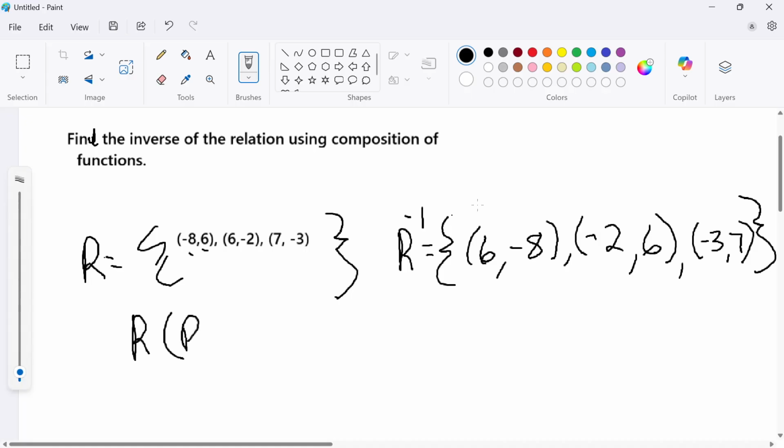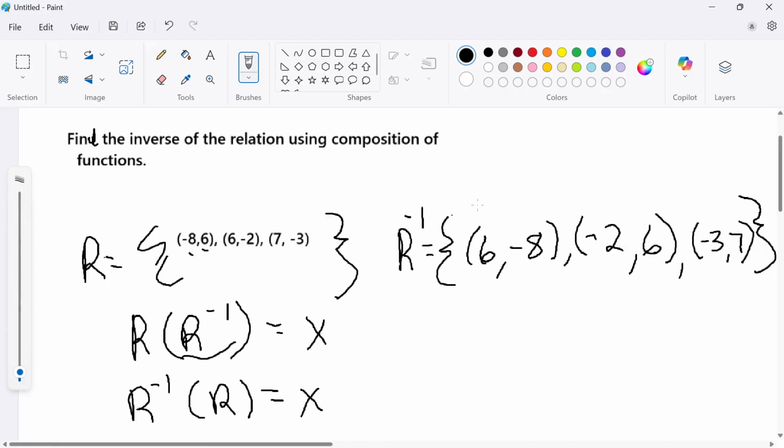r⁻¹ of r should equal x. Whatever x I start with, it should spit out. And then if I take r of r⁻¹, it should also equal the original x. So in other words, let me look at the inside function first. I start at 6. The output from r⁻¹ is -8. So that's my input in the r function, and -8 goes to 6. It went back to 6. Check. That's what it should do. It should spit out the original value of x.